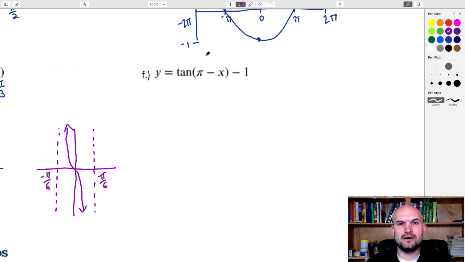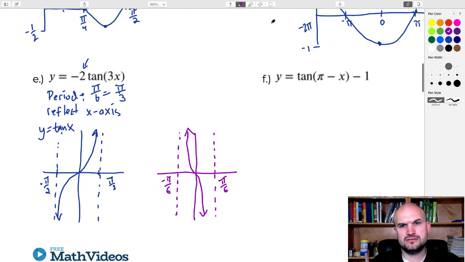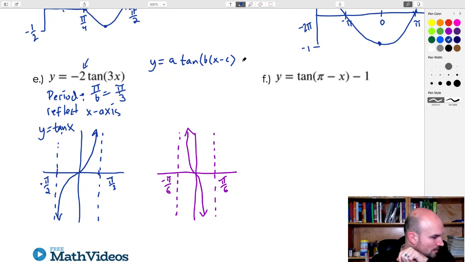All right, now on this tangent, I did forget to mention, remember in this case, guys, that for the tangent function the a, b, and c are the same. We have a tangent of b times x minus c, plus d. So you can see in this case, this is not in that format, right?